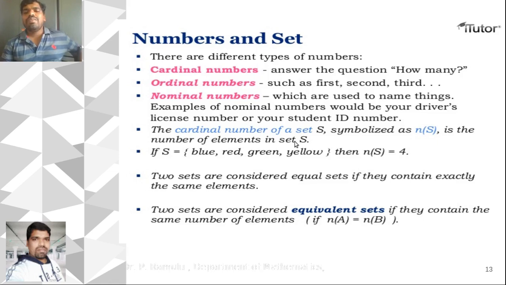The cardinal number of a set S is symbolically the number of elements of S. If S is equal to {blue, red, green}, then the number of S is equal to 3. This is a cardinal number. Two sets are considered equal if they contain exactly the same elements. Equivalent sets contain the same number of elements. We already discussed these types of numbers.